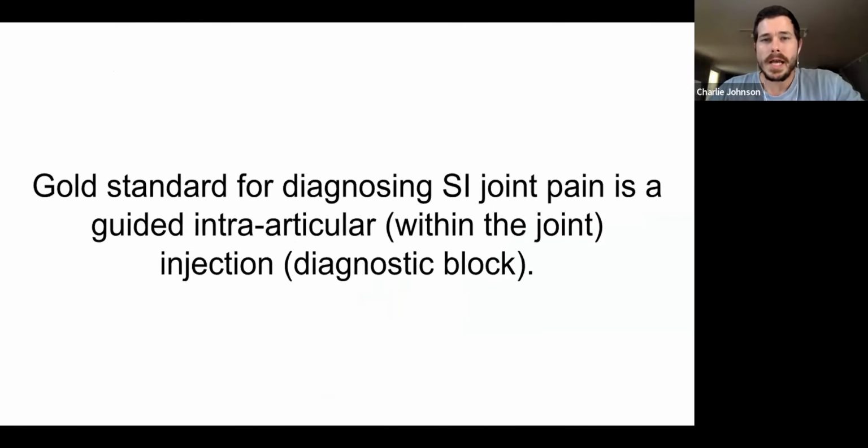So the gold standard for diagnosing SI joint pain is a guided intra-articular, intra meaning within, articular, the joint, injection, also referred to as a diagnostic block. So they inject lidocaine or some numbing agent, maybe with a steroid, right, to determine, hey, is that the most likely source of your symptoms? And they do this under imaging. So it's guided. The needle is guided into the joint.